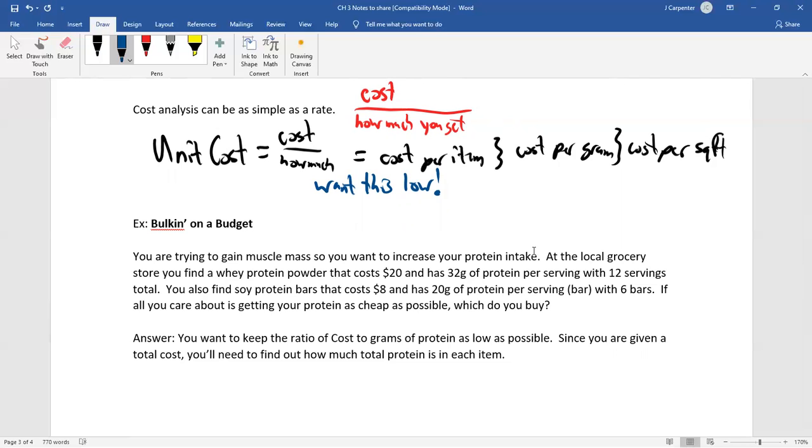So you go to the local grocery store and you find one of those big jugs of whey powder, and the sticker price on it is $20, and it costs 32 grams of protein.